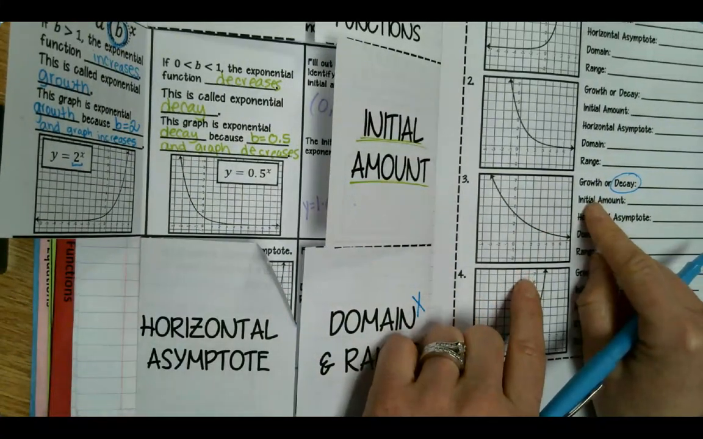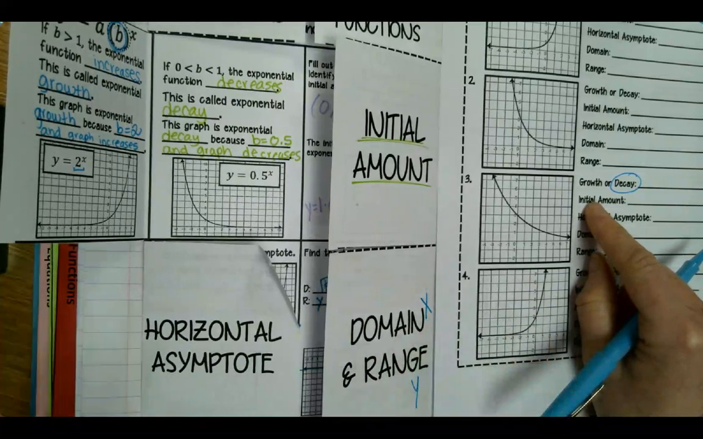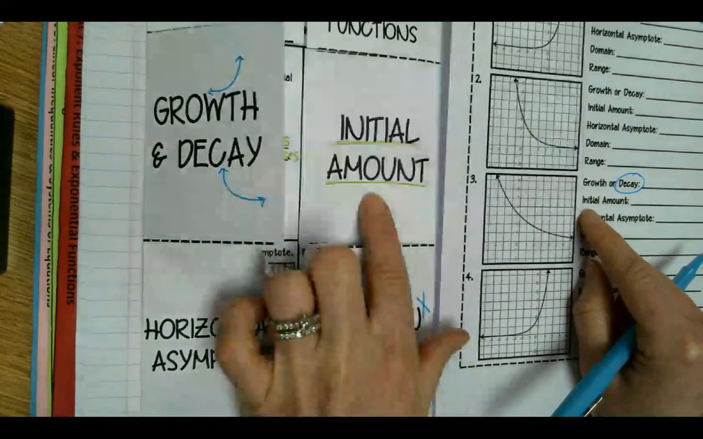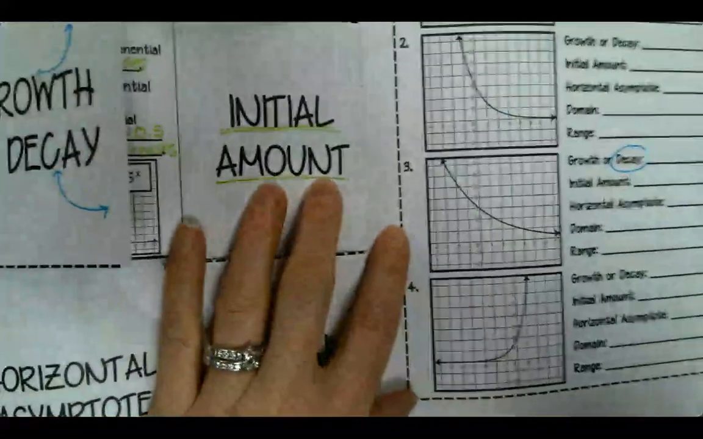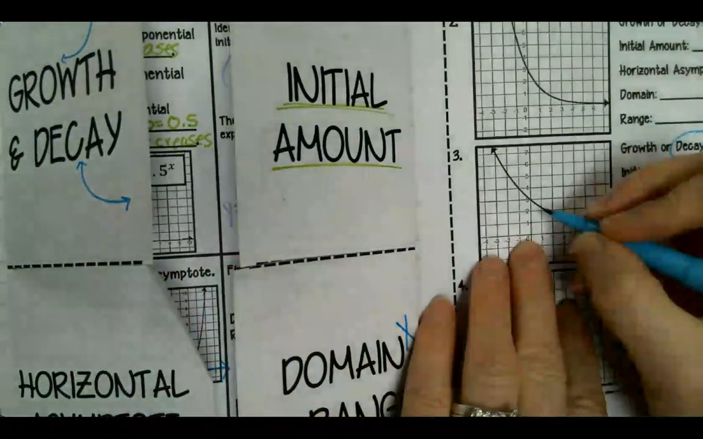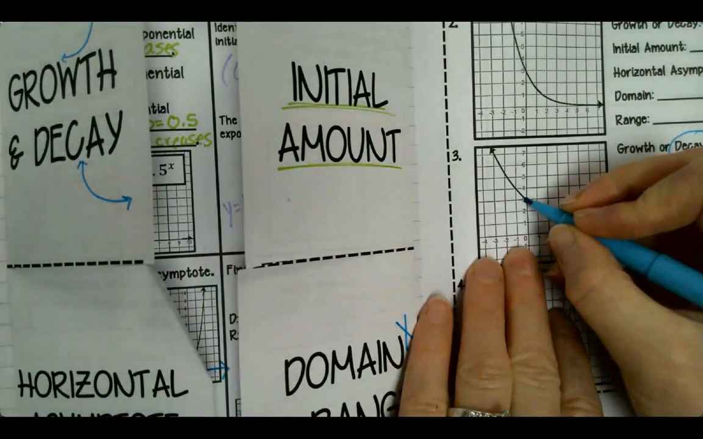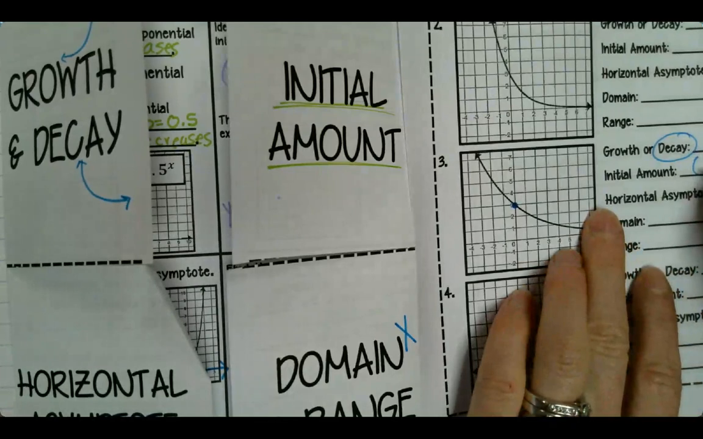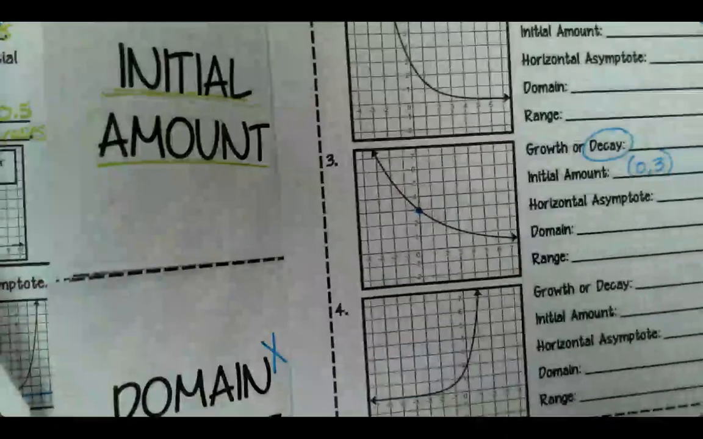Initial amount is where it starts on the y-axis. That's your y-intercept. So I'm going to put a dot on there. It is right here. That is my initial amount. Yep. So it's a coordinate pair. So you have to put (0, 3). You have to write it as a coordinate pair.